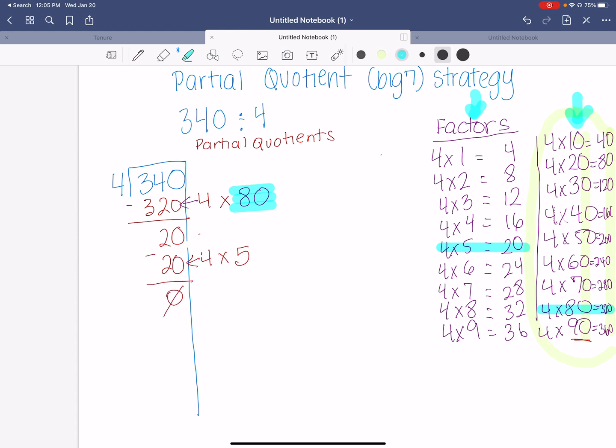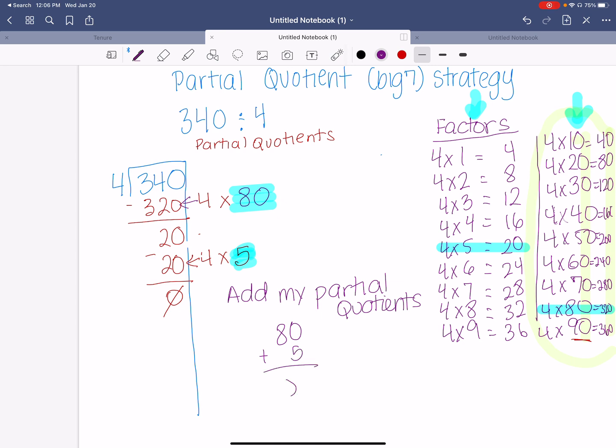So now my partial quotients are 80 and 5. So now I have to add my partial quotients. 80 plus 5 is 85. So my answer is 340 divided by 4 is equal to 85.